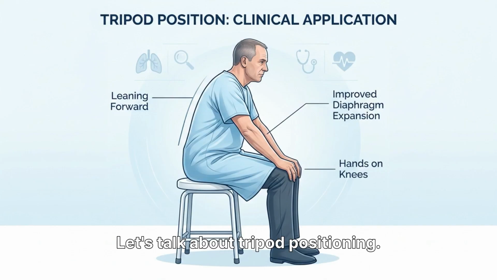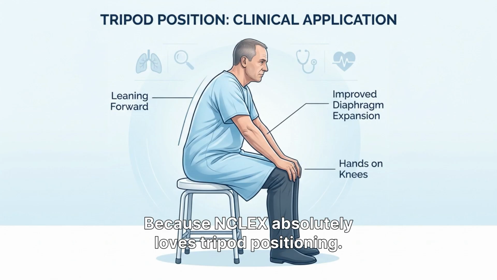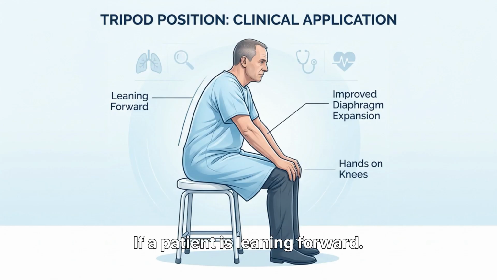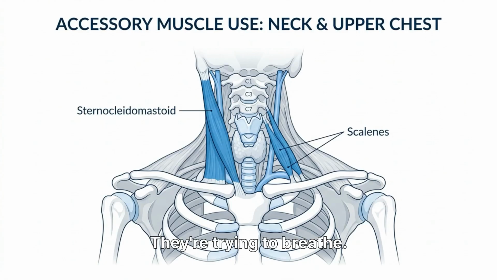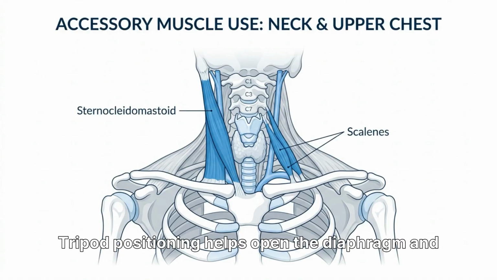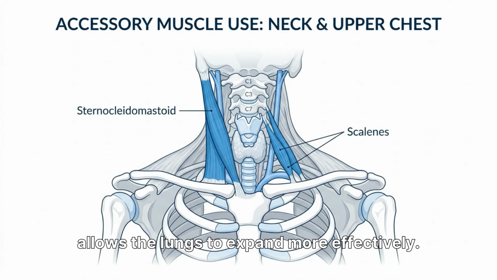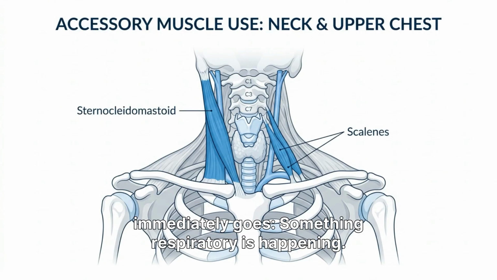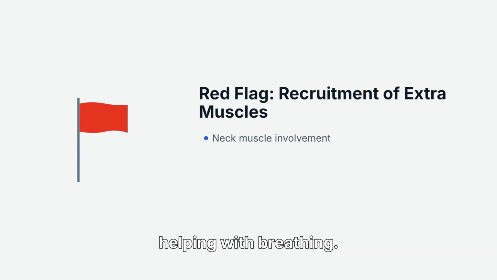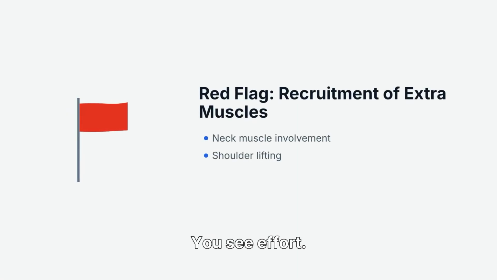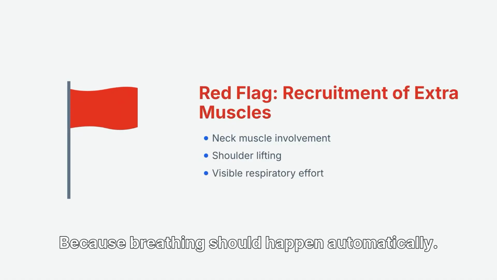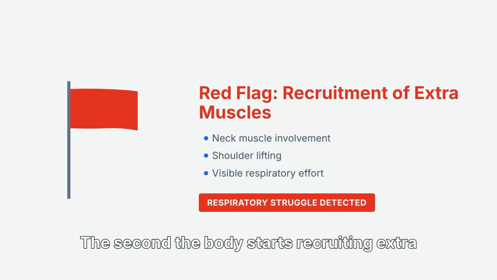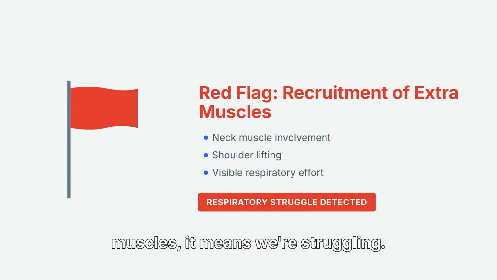Let's talk about tripod positioning, because NCLEX absolutely loves tripod positioning. If a patient is leaning forward, hands on their knees, trying to catch their breath, they're not getting comfortable. They're trying to breathe. Tripod positioning helps open the diaphragm and allows the lungs to expand more effectively. When I see tripod positioning, my brain immediately goes, something respiratory is happening. Now add accessory muscle use. You start seeing muscles in the neck helping with breathing. You see shoulders lifting. You see effort. That's a red flag because breathing should happen automatically. The second the body starts recruiting extra muscles, it means we're struggling.